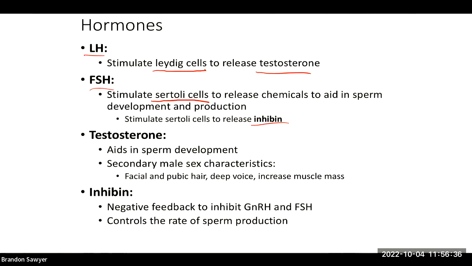So very similar cells to what we saw with the granulosa and the thecal cells in the ovaries, but slightly different here. Testosterone is going to help with sperm development, and then all of the male secondary sex characteristics that we're familiar with. And then inhibin is very important for controlling the rate of sperm production, as well as giving some negative feedback here.